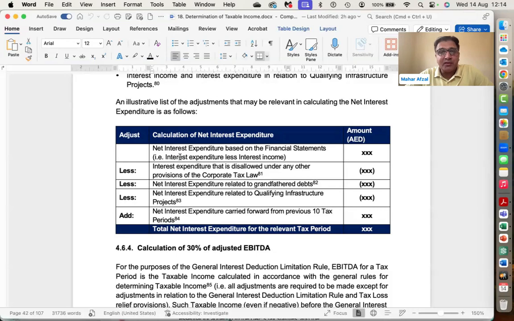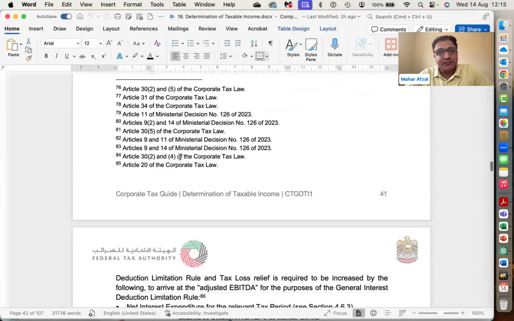If it is an individual person, 100%; banks and financial institutions will not be including it. Basically, whatever loan you can claim 100% on, the interest limitation rules are not applicable on that loan, and it will not be added while calculating the net interest on which these rules are applicable. We'll see the application.